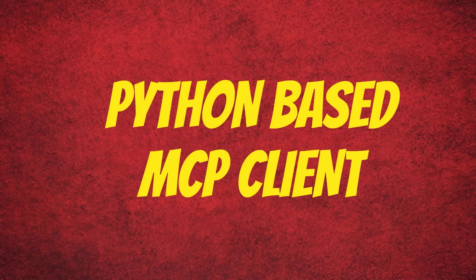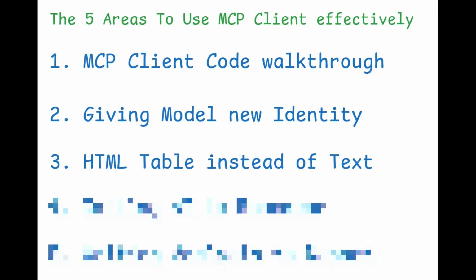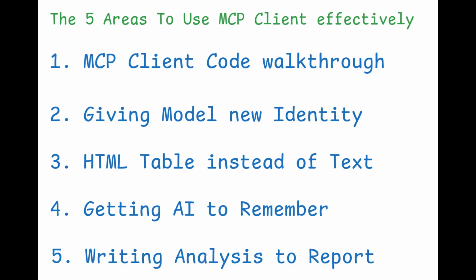Python MCP Client will be the best place to start as it is open source and simple in construction. The 5 areas that we will cover on the MCP clients: code walkthrough, controlling the AI model with its identity, converting tabular data as HTML, giving memory to the AI model, and finally, making the AI model write markdown reports from memory.